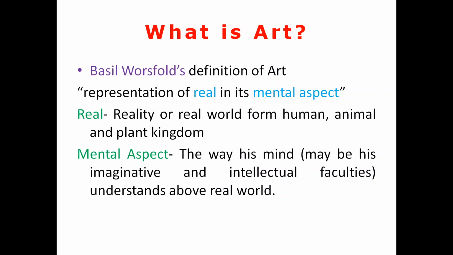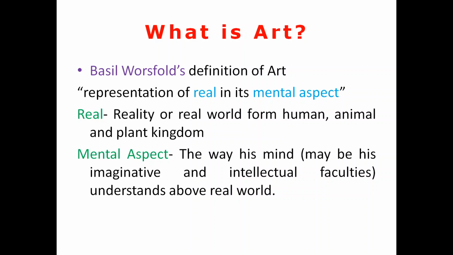Okay, and when we talk about the mind, that time we have to go back to the first slide. The artist, while representing reality, while creating reality, they use their mental aspects. Okay, and I told you that is the imagination and the intellect. Means that when the reality is represented in the work of art, the way artists understand the reality, that reality is represented in the work of art with the help of the superior faculties of mind, that is imagination and intellect. That is what we have seen here.